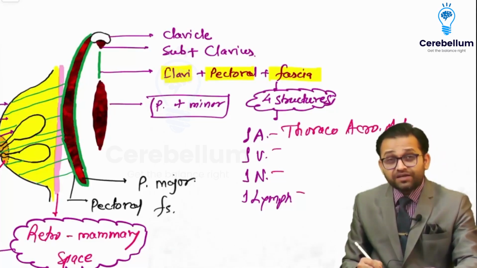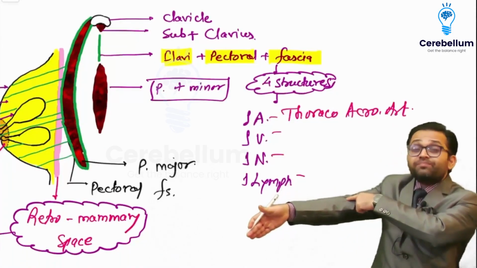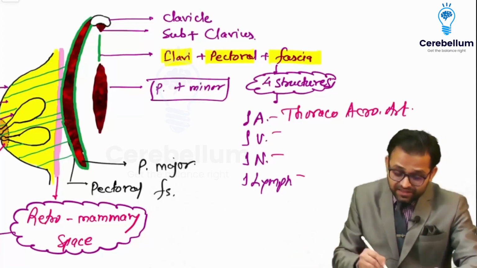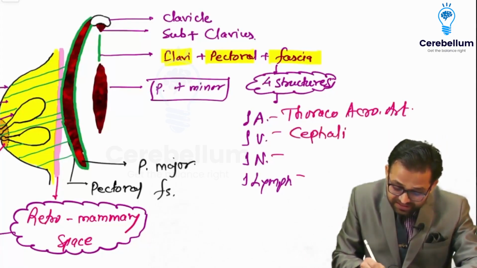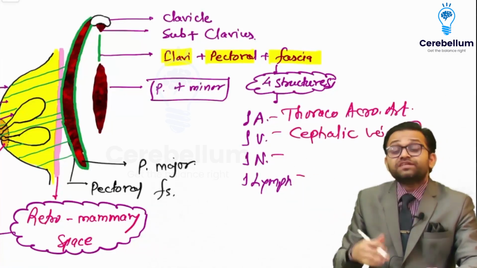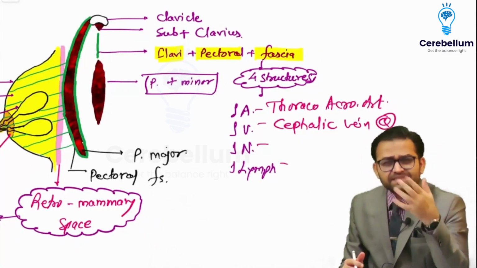I will teach you in the artery part. One vein: here is the vein which runs from the preaxial border and then runs in the deltopectoral groove. That is our cephalic vein. It pierces the clavipectoral fascia and then opens into the subclavian vein. Also, you can say the axillary vein.